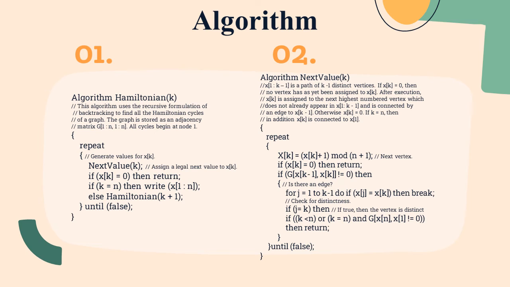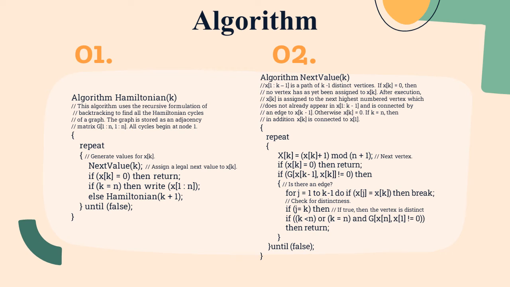Algorithm for Hamiltonian cycle using backtracking. The algorithm consists of two parts, algorithm Hamiltonian and algorithm NextValue. First, let us discuss the algorithm Hamiltonian. This algorithm uses the recursive formulation of backtracking to find all the Hamiltonian cycles of the graph. It generates a value of x[k], NextValue(k). It assigns a legal next value to x[k].